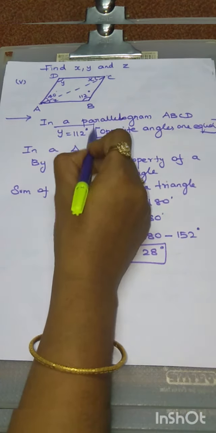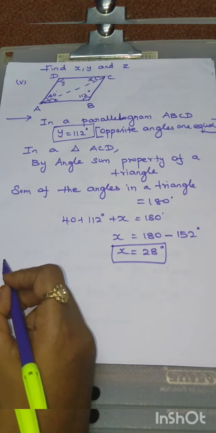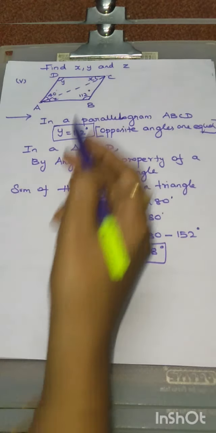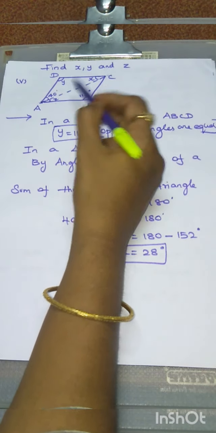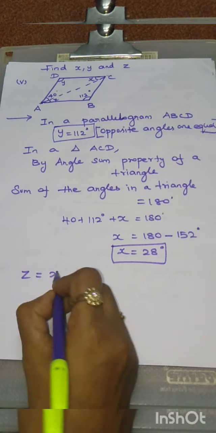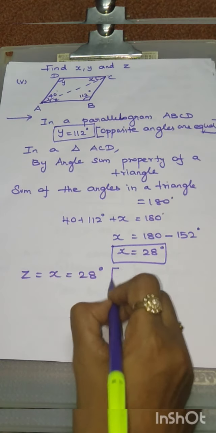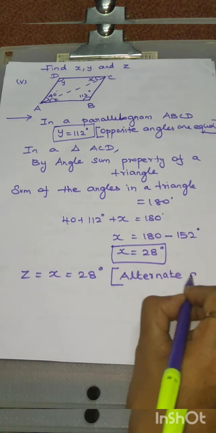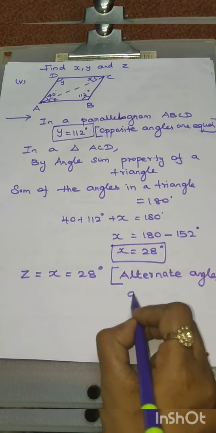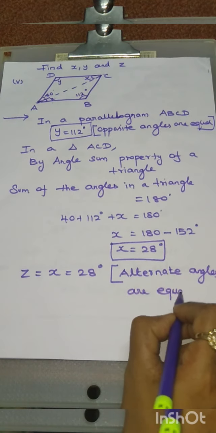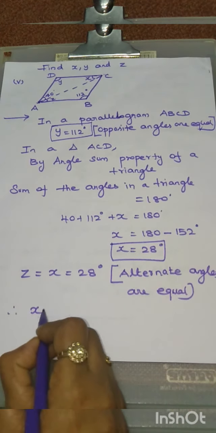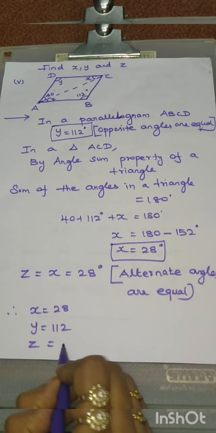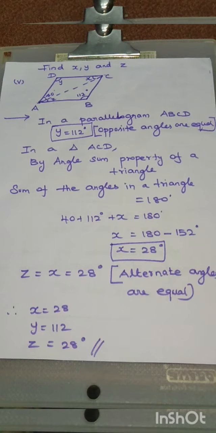Already we calculated the Y value. Now we need the Z value. What about the Z value actually? Z value is also 28 because these two angles are alternate angles. So directly we take Z is equal to X is equal to 28 degree. What is the reason? Alternate angles are equal. Therefore, X is equal to 28, Y is equal to 112 and Z is equal to 28 degree. That's all.